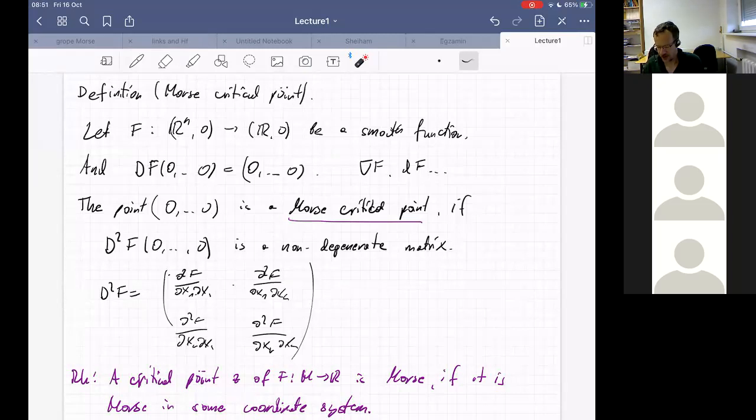A critical point is Morse if it is Morse in some coordinate system. I started saying that the second derivative doesn't behave well under coordinate change. If you change coordinates, then the second derivative gets conjugated by the coordinate change, but there is some contribution from the derivatives of the coordinate change. But if we restrict to critical points, then the second derivative is functorial. That's a subtle technicality. It doesn't lead you too much, so that's why we postpone it for classes.